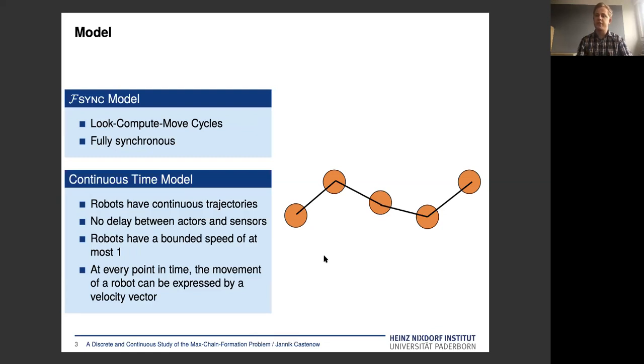We study 2 synchronized time models, the f-sync time model and the continuous time model. In the f-sync time model, we have fully synchronized look-compute-move cycles. So robots observe their environment, compute target points, and move to these points. And this is synchronized among all robots in f-sync. And in the continuous time model, robots have continuous trajectories, can adjust their own speed continuously, while always having a speed of at most 1. So at every point in time, each robot has a velocity vector describing its movement with a bounded length.